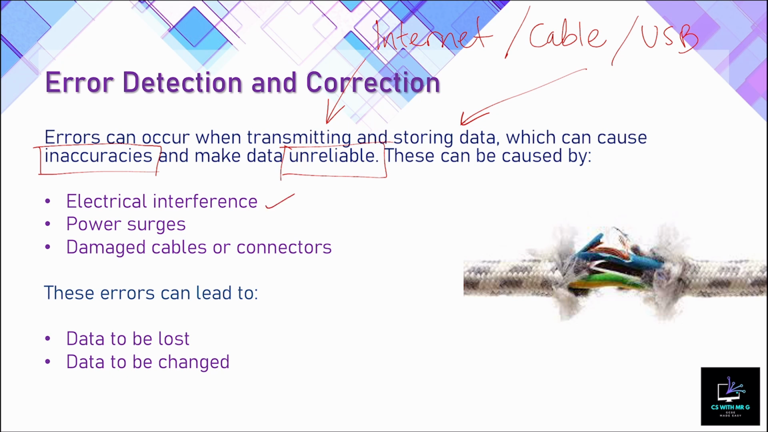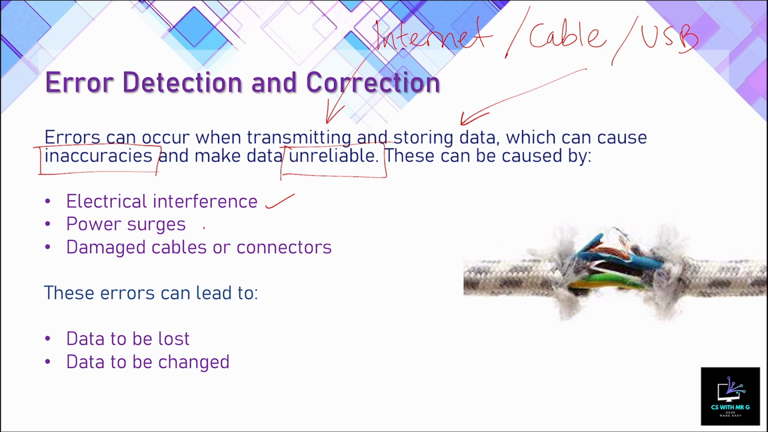Electrical interference mainly applies to wireless transmission. If we are transmitting data over Wi-Fi or Bluetooth, if the distance is too far, or there are large solid objects in the way, for example, if you're at home and you've got a solid brick wall in between two rooms, the Wi-Fi might not reach that next room. That could cause problems with our data being sent.